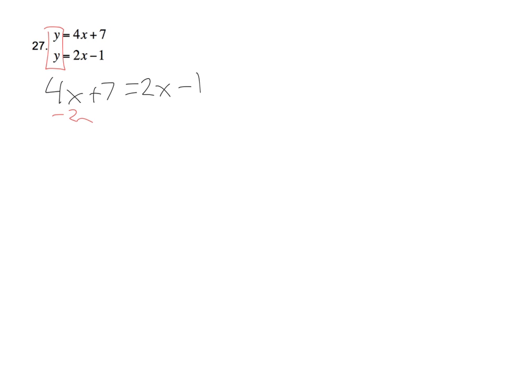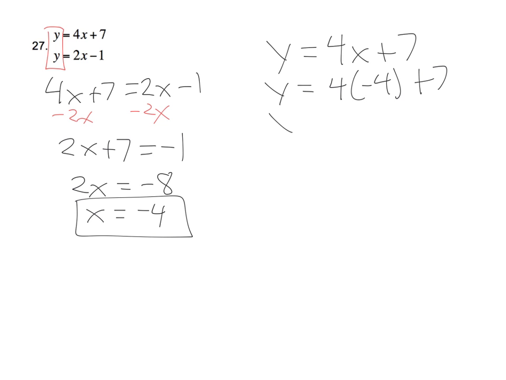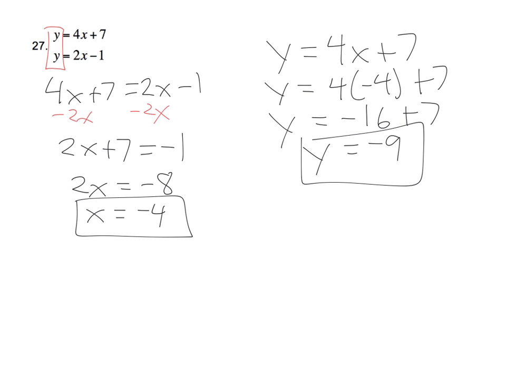I'm going to subtract 2x from both sides, and I get 2x plus 7 equals negative 1. Which means that 2x is going to be equal to negative 8, so x here is equal to negative 4. Now that I have that x, I can use either equation once again and just substitute in that x value. So y equals 4 times negative 4 plus 7. Y is going to be equal to negative 16 plus 7, so y here is equal to negative 9.